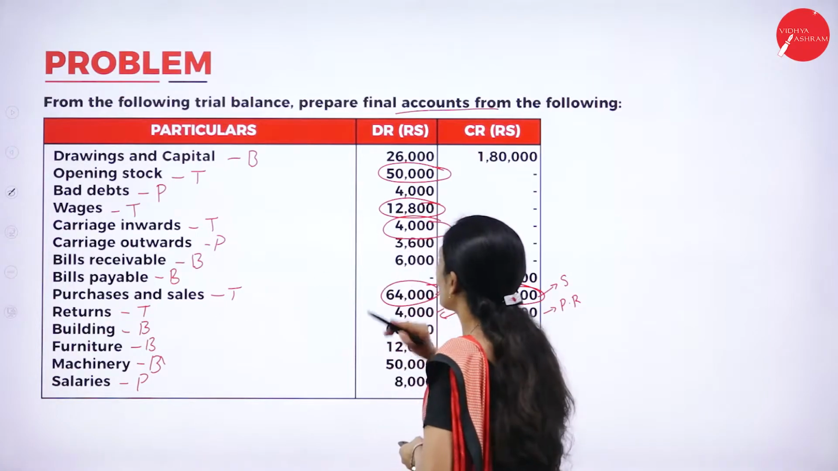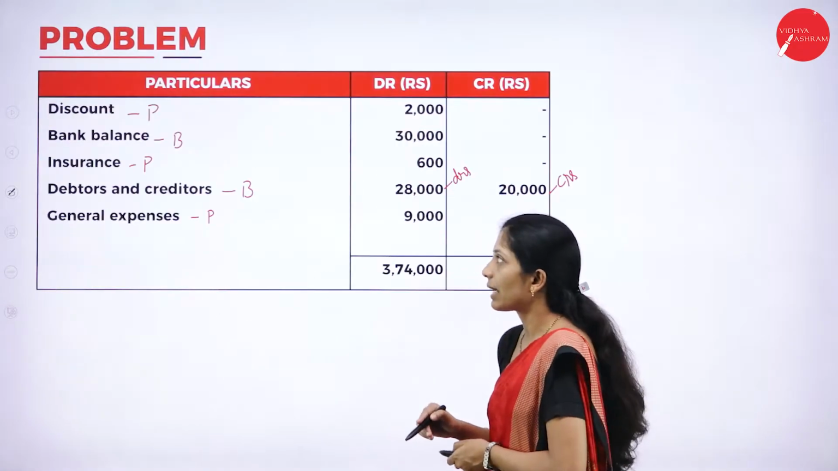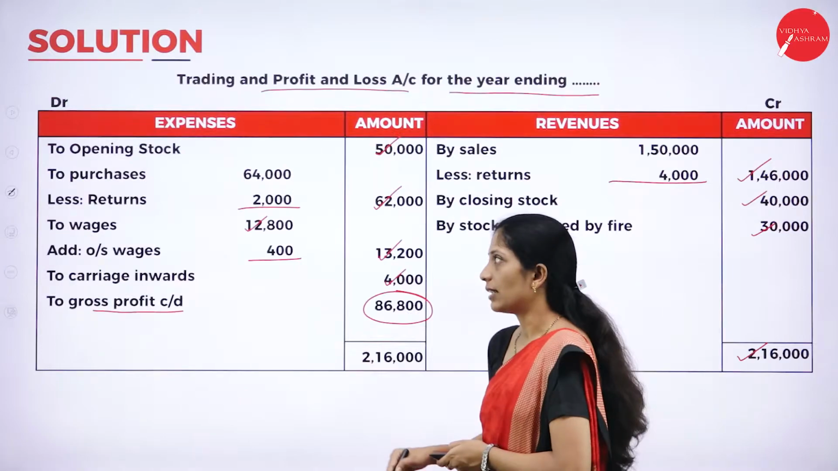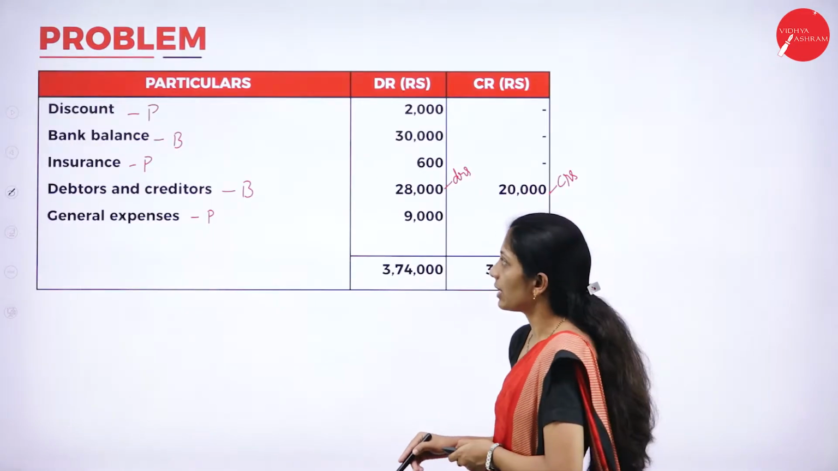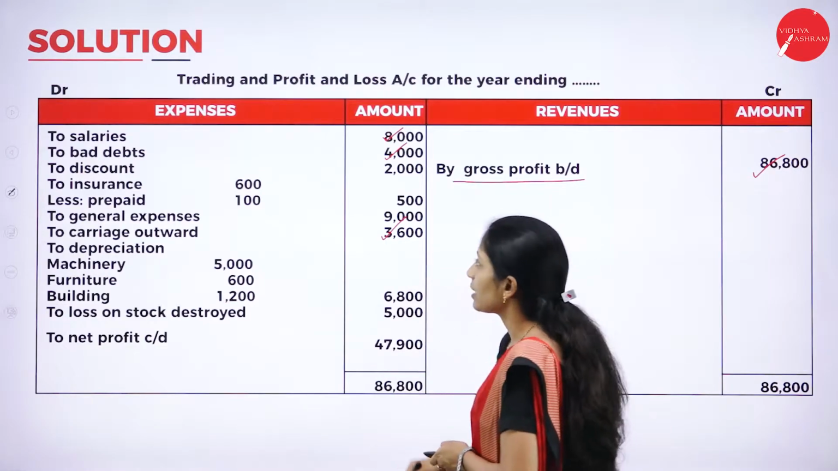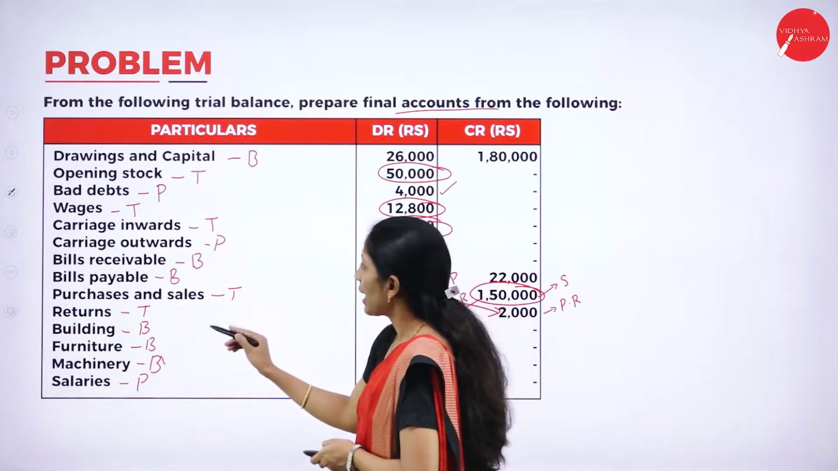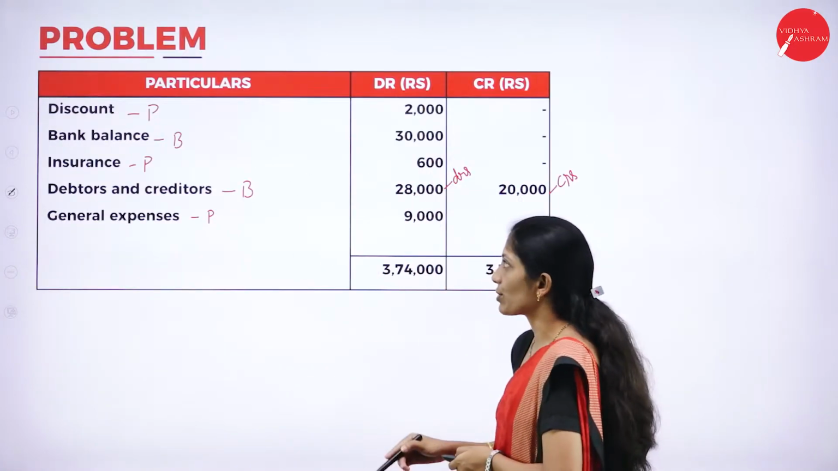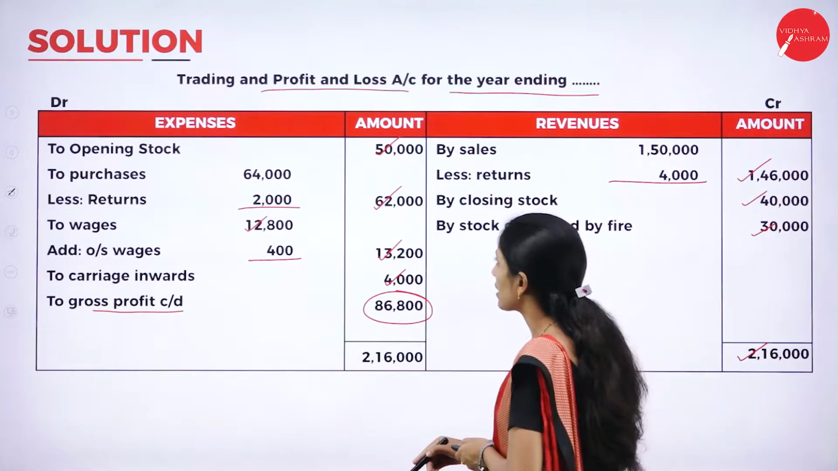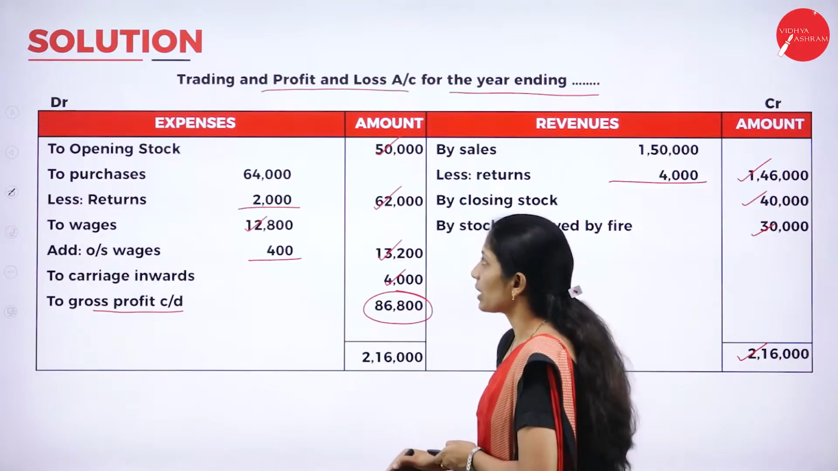So bad debts, how much? 4,000. So record that bad debts 4,000. After that, carriage outward 3,600. So carriage outward 3,600. After carriage outward, salaries we have done, discount 2,000. So record that discount, 2,000.